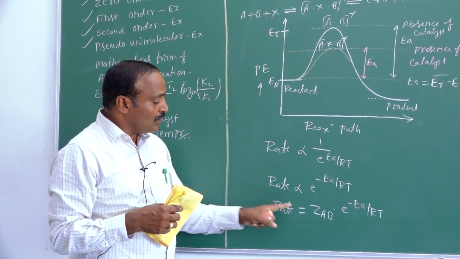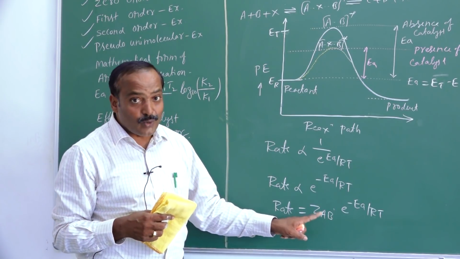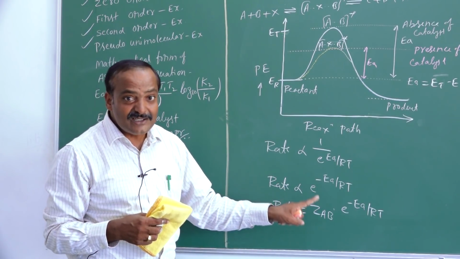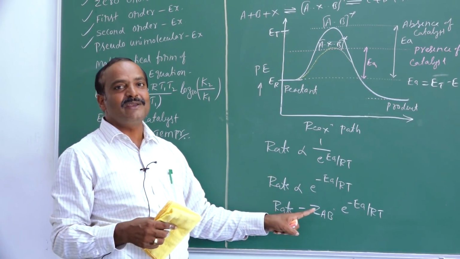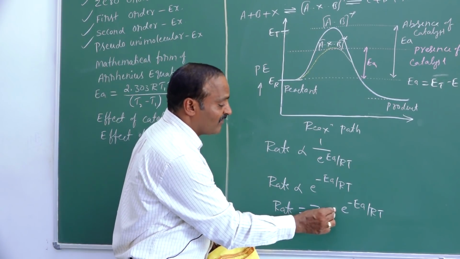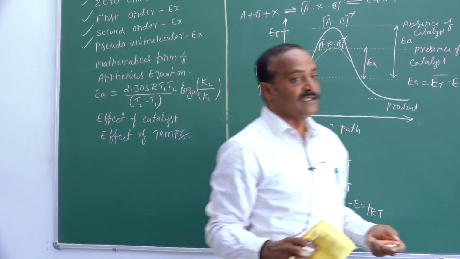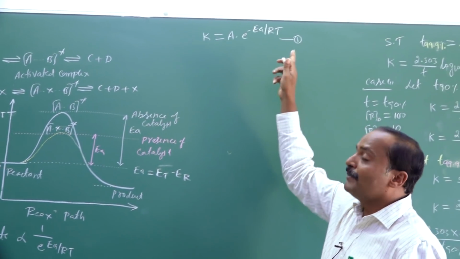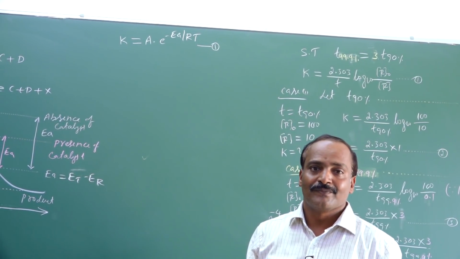Here rate is equal to ZAB into e to the power of minus Ea by RT. ZAB is called collision frequency. It is also called Arrhenius frequency. It is related to the total number of collisions per second per unit volume of the reaction mixture. Hence rate is equal to ZAB into e to the power of minus Ea by RT. Then rate is called K. K is equal to A into e to the power of minus Ea by RT. This is the simplest form of the Arrhenius equation.